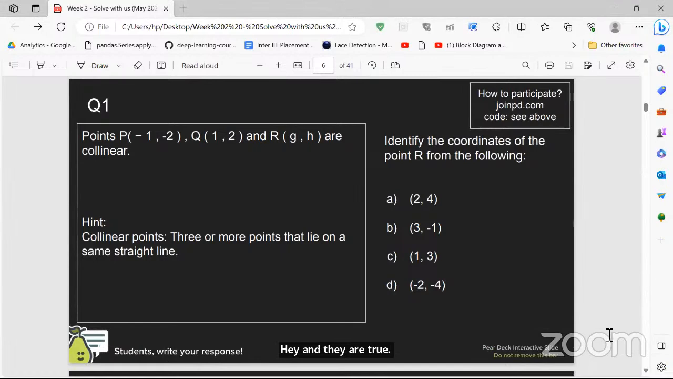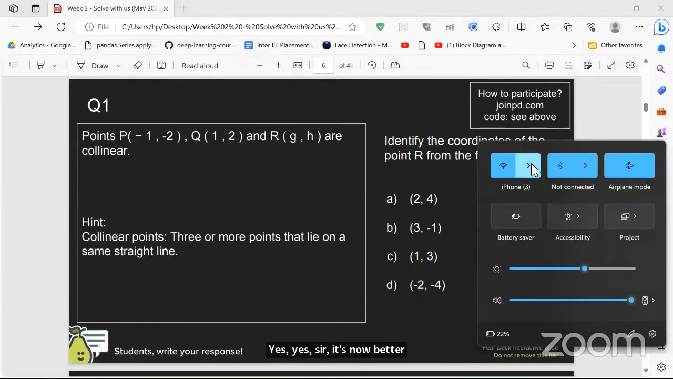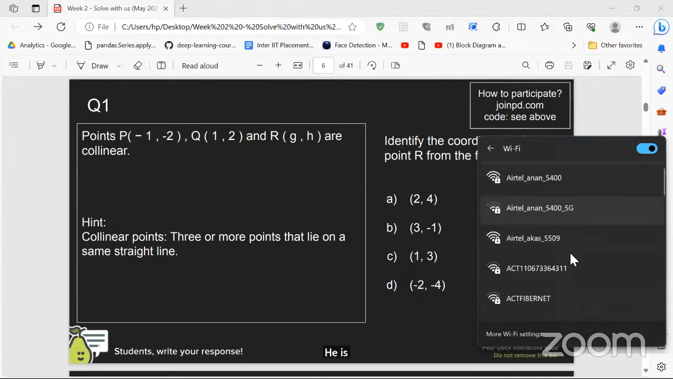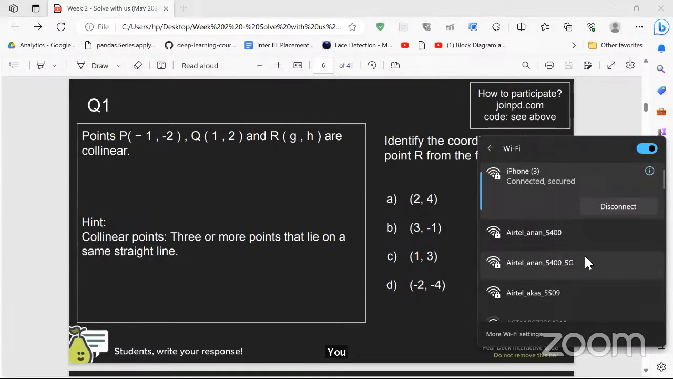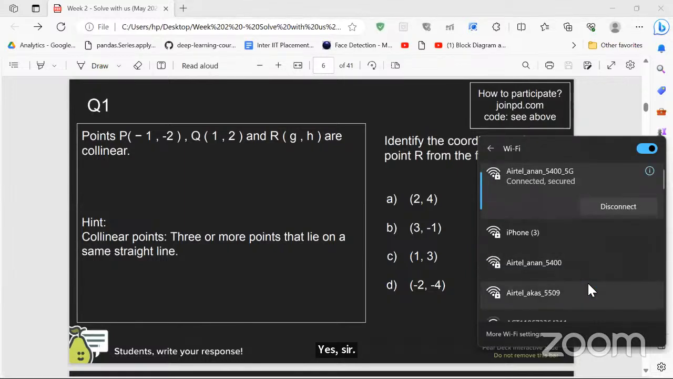Okay. Is it better now? Yes, sir, it's better now. Are you able to hear me now? Yes, it's better than the previous time. Okay, I'll just try to connect it to my Wi-Fi again. Okay, hopefully now it will be much better.